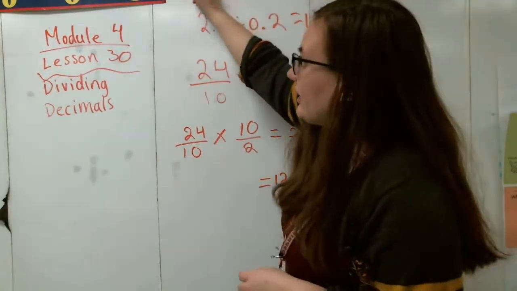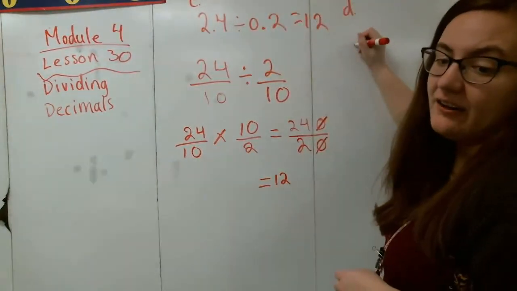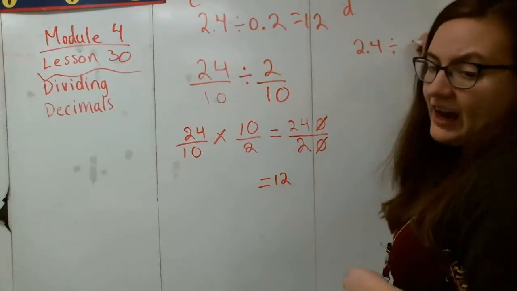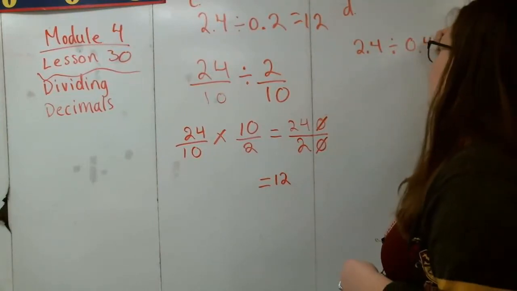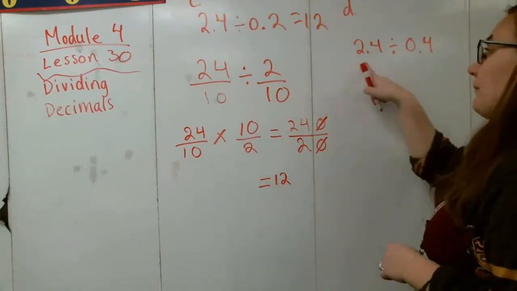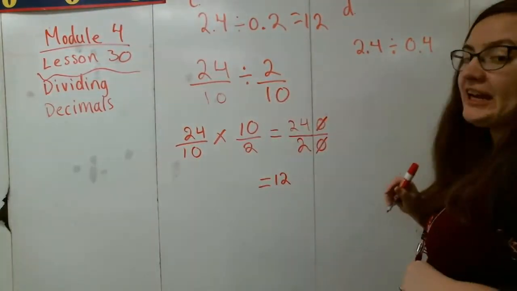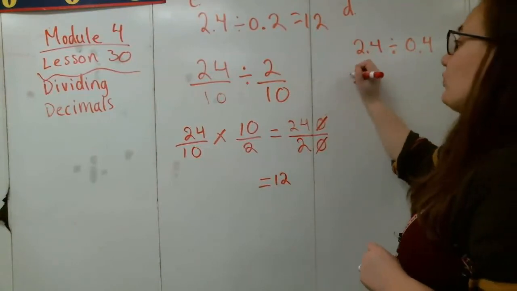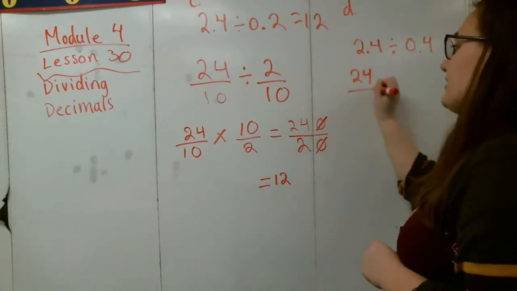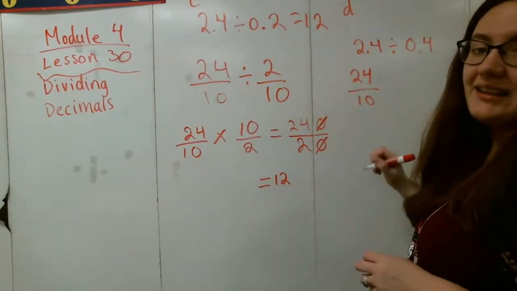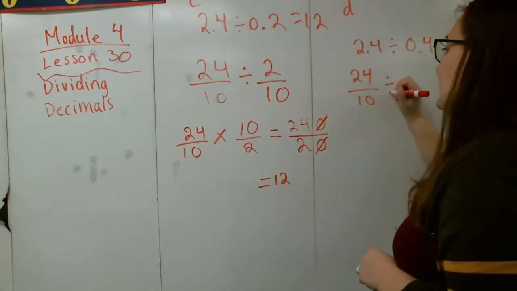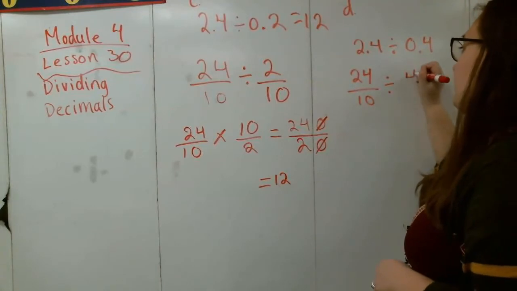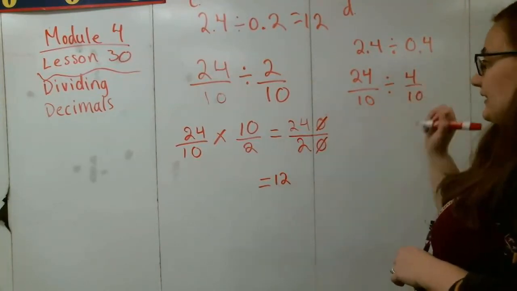So this was C over here. Let's take a look at D. For D, we now have 2 and 4 tenths still, but we're dividing it by 4 tenths. So for this problem, we first need to change all of our decimals into fractions. So I take a look at this, and it looks like 24, and my last place value is still 10. Then I need to still write that division symbol. We're not changing that just yet. And I have to write 4 tenths.